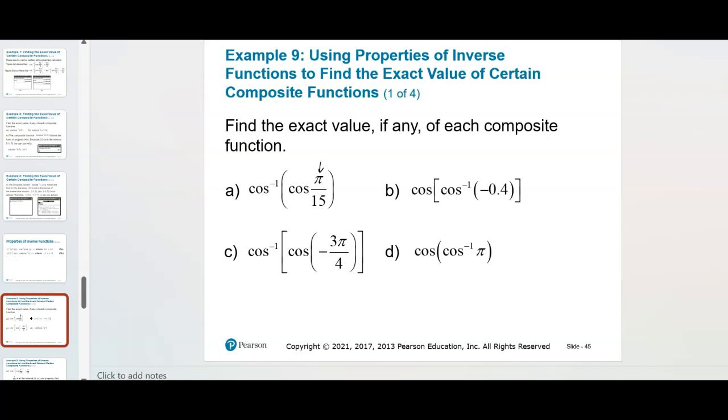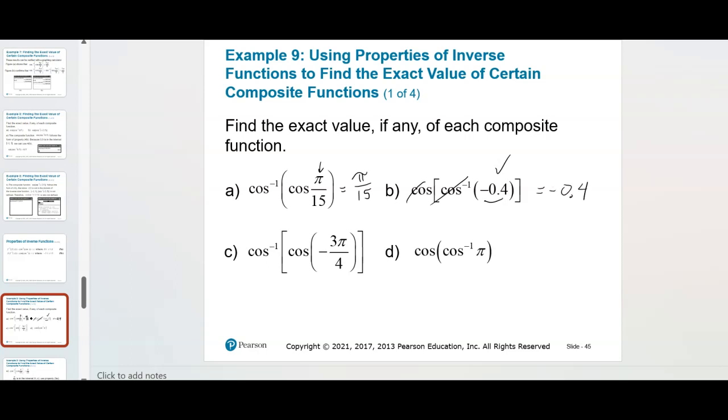So cosine and inverse cosine are just going to wipe each other out, and that's going to give me pi over 15. All right, inverse cosine. Inverse cosine has to take in a number between negative 1 and 1. If this number is between negative 1 and 1, and it is, then these are just going to wipe each other out and produce that input.